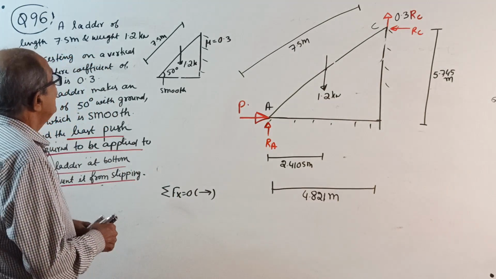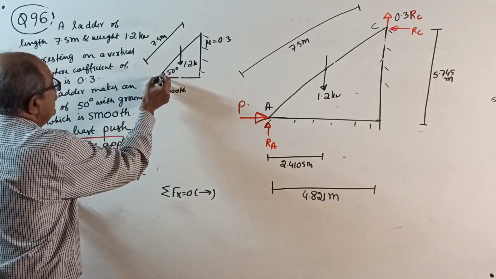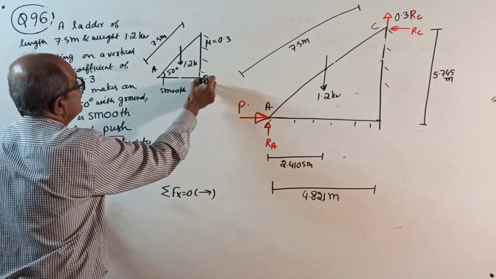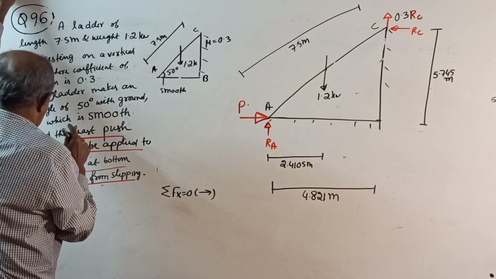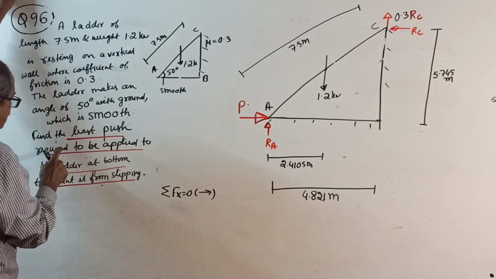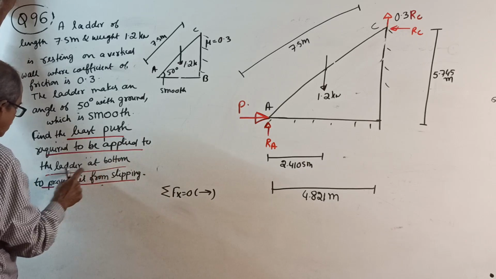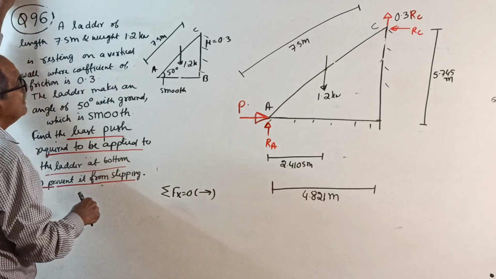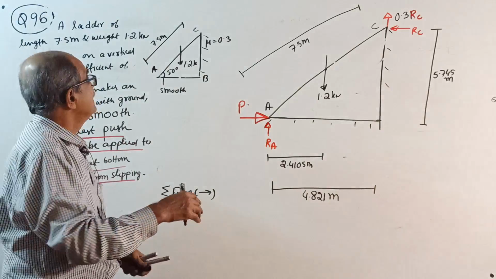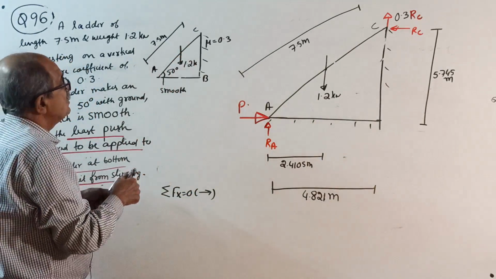Okay, then I'll take A, B, C, D, you write yourself only. See, A, B, C, all you write. Then find the least push required to be applied to the ladder at the bottom to prevent it from slipping. They are 100% sure that this ladder will slip. So you write the statement here.